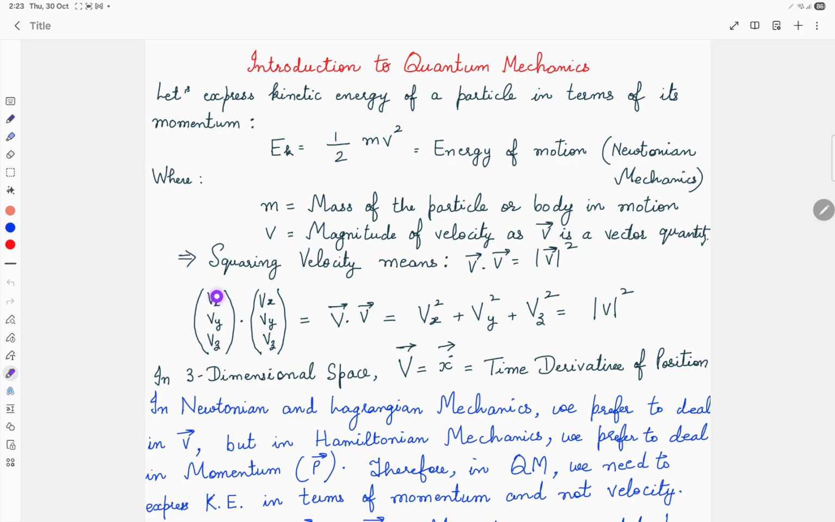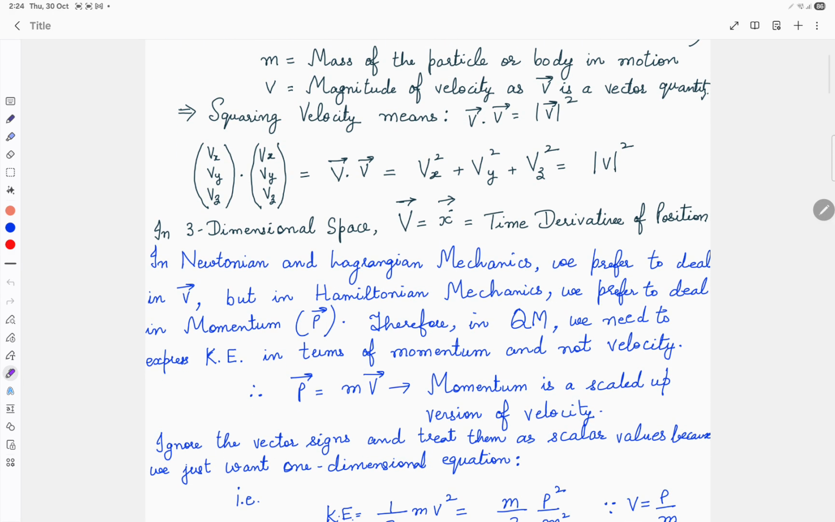So if v is expressed as a 3D vector, it will have three components vx, vy, vz. If we take the dot product of the two vector quantities, we will get vx squared plus vy squared plus vz squared. That means it is the squared magnitude of the velocity. And we also know that the velocity is equal to the time derivative of the position.